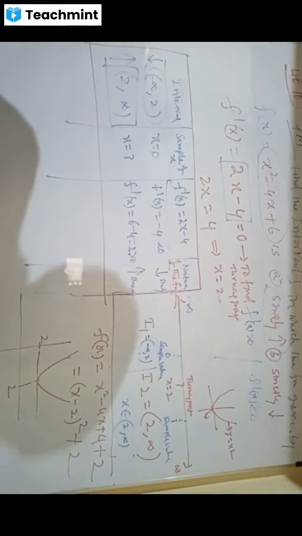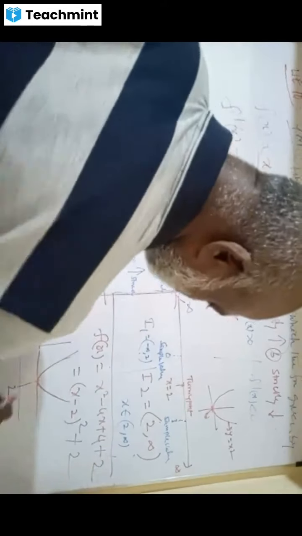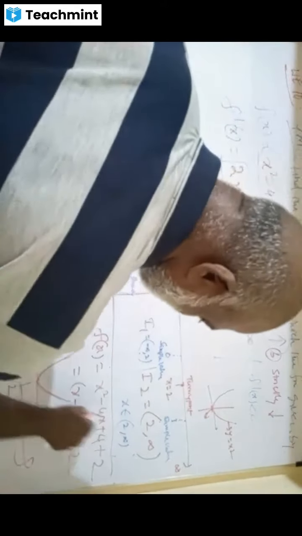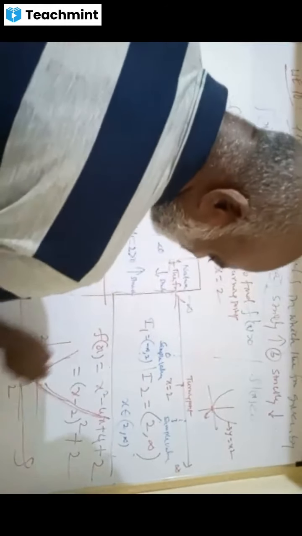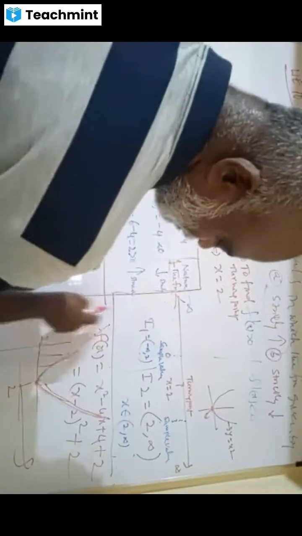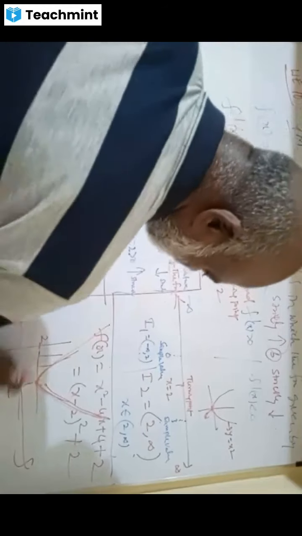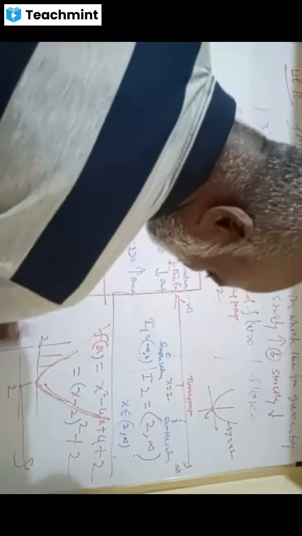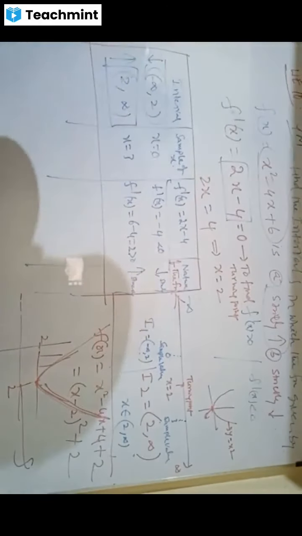Look yourselves now, from 2 to infinity, going like this, is it increasing or not? See. And from 2 to minus infinity it is decreasing, my friend. Minus infinity to 2, it is a decreasing function for this. Yes or no?